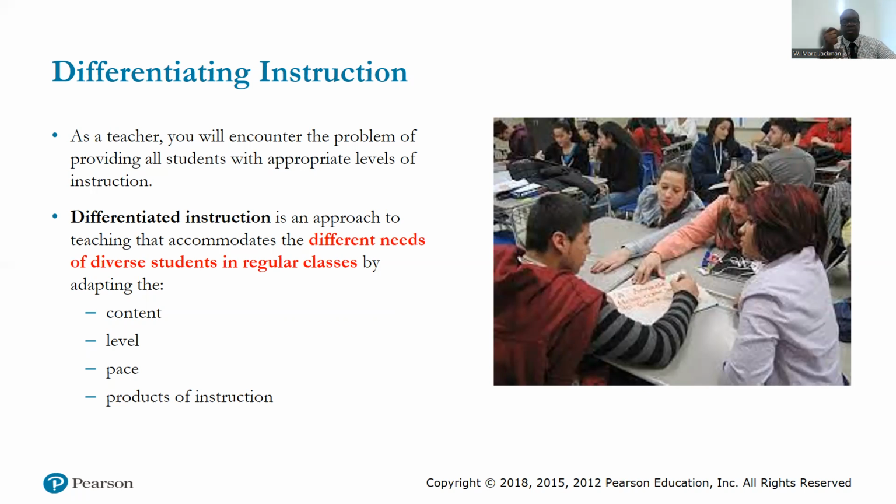And how do we differentiate? We differentiate in terms of content. We differentiate in terms of the level that we require students to perform at. We differentiate at the pace at which we expect students to progress. And we differentiate in terms of the expectations or the assessments or the products of the instruction. So what we expect from one student would be different from what we expect from another at a lower or higher level.